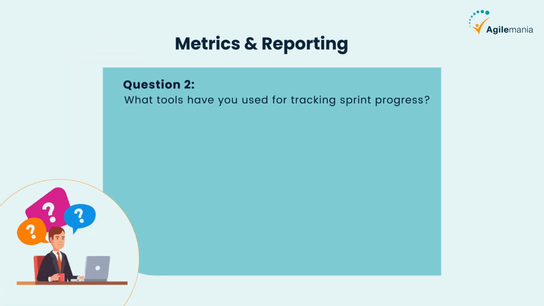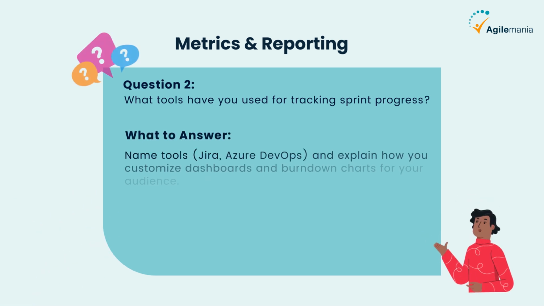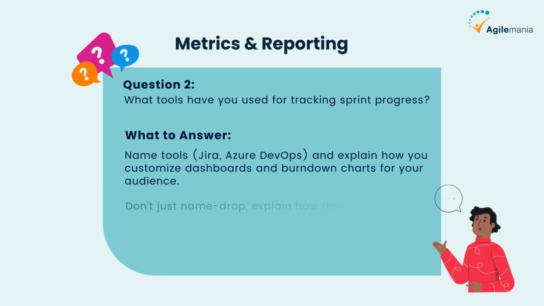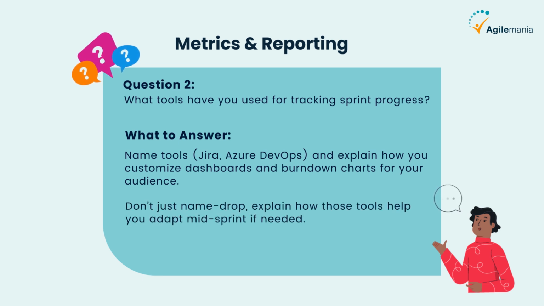Question 2. What tools have you used for tracking sprint progress? What to answer? Name tools, Jira, Azure DevOps, and explain how you customize dashboards and burndown charts for your audience. Don't just name drop, explain how those tools help you adapt mid-sprint if needed.